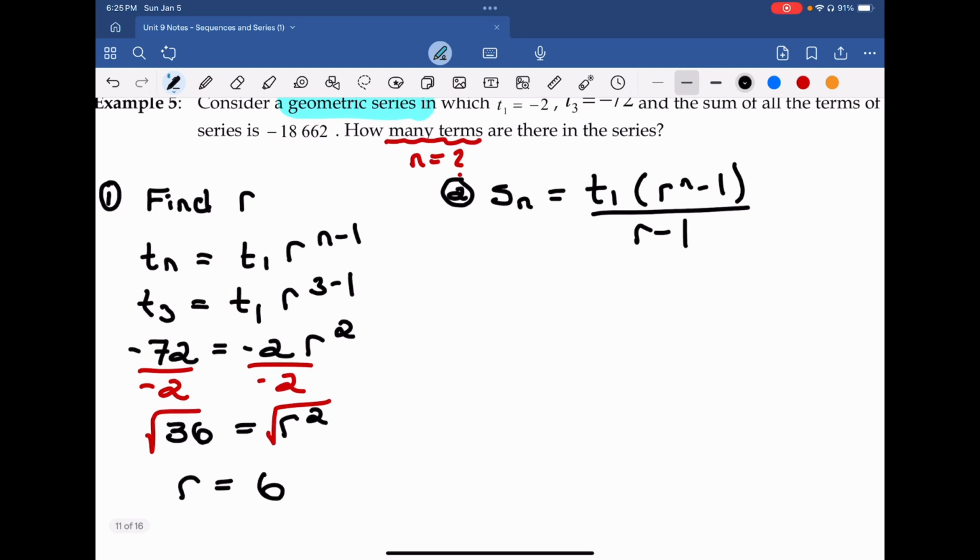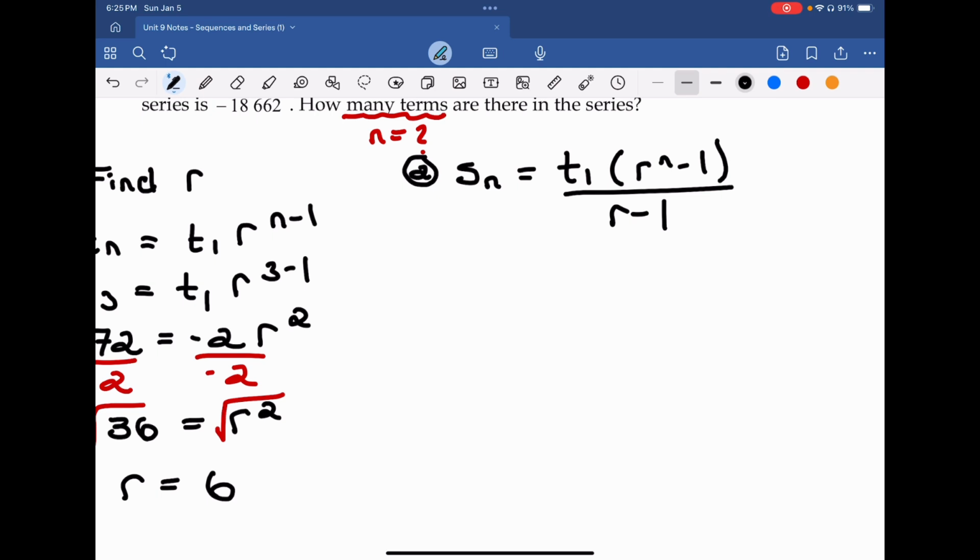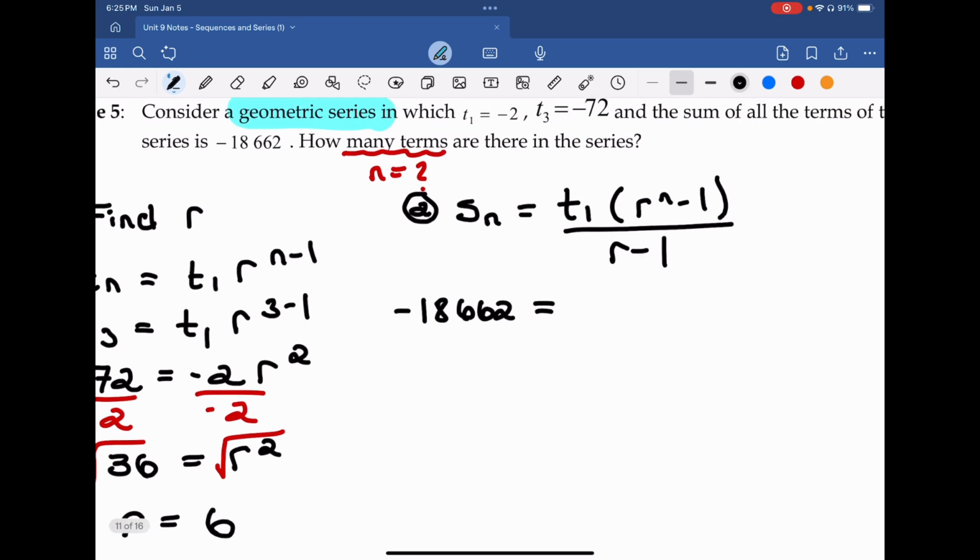So if we want to calculate a geometric series, the formulas look a little different. Now we're going to write this as Sn, the sum of that given series, is equal to, we actually know that value, -18,662, which is equal to T1. They gave us that right at the very top, it's -2. The common ratio we just solved for, so it's 6 to the power of n minus 1, divided by 6 minus 1.